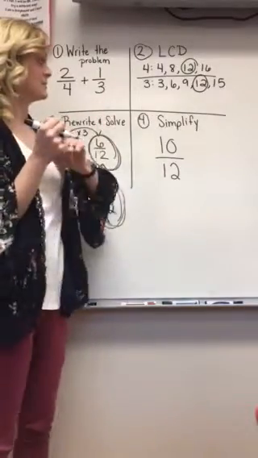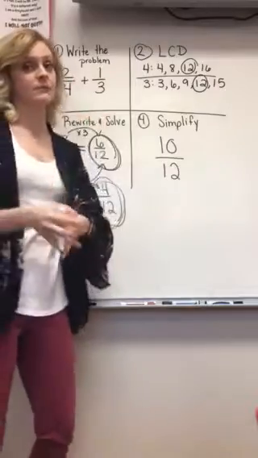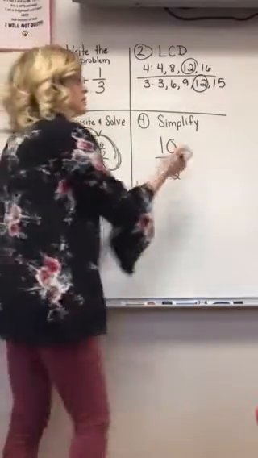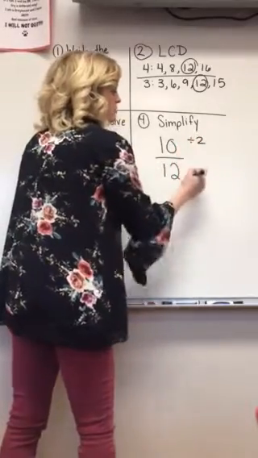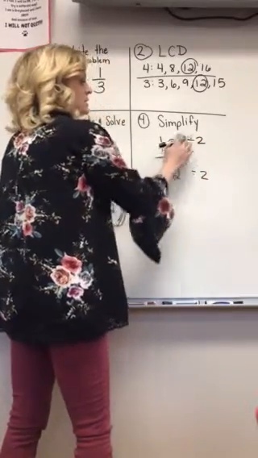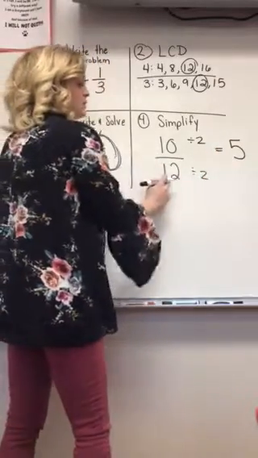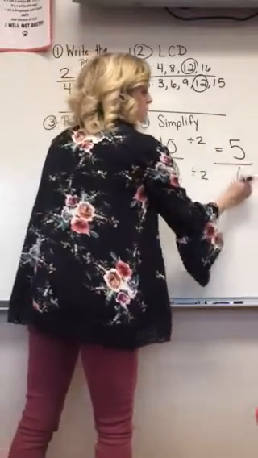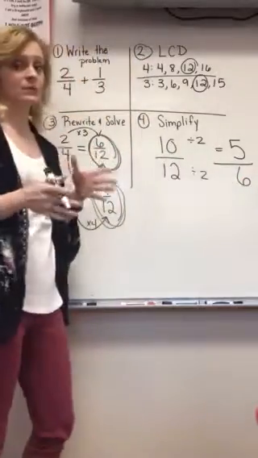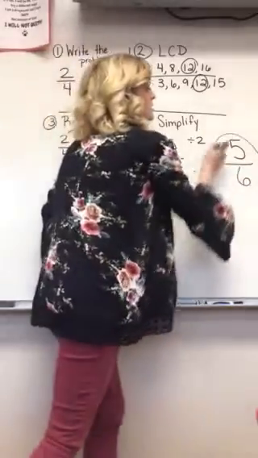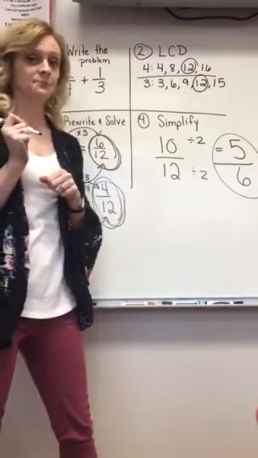And our last and final step is to simplify if we can. Both of these are even. When they're both even, we could divide them by 2. 10 divided by 2 is going to leave me with 5. And then 12 divided by 2 gives me 6. So our answer to this problem of 2/4 plus 1/3 gives me 5/6.